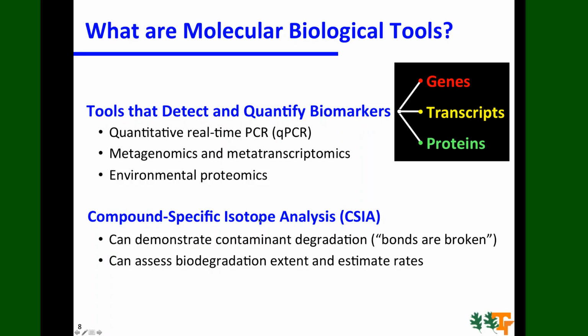Another tool that is discussed together with molecular biological tools is compound-specific isotope analysis. I will not talk much about this at all, but this is another tool that can be used to demonstrate contaminant degradation. Okay, it measures if bonds are broken. And when bonds are broken, that means the contaminant is destroyed or transformed. And this tool can be used to assess biodegradation extent and also may be able to provide estimates of rates.